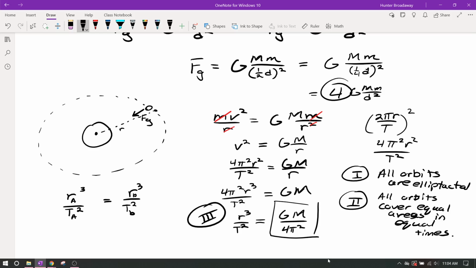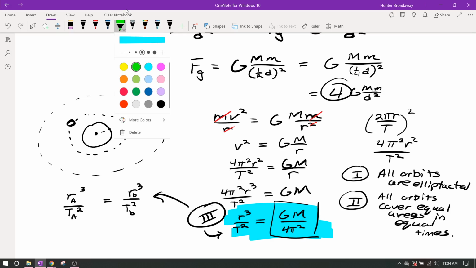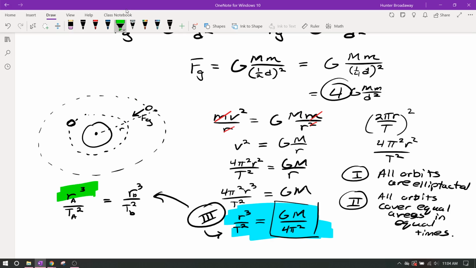That would be useful if you had two things that were going around and you could make them relatable to each other. Their radius cubed divided by their period squared are related to each other and you can set them equal to each other. You can do it this way or you can do it this way. The way on the right is useful if you have knowledge about the mass of the object at the center, like the sun or the star that it orbits.